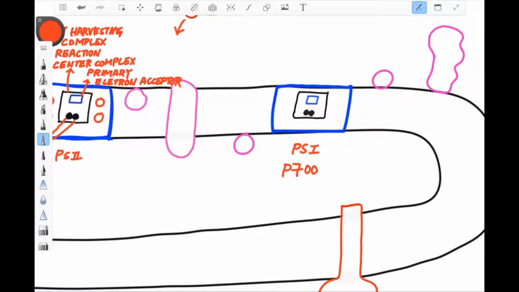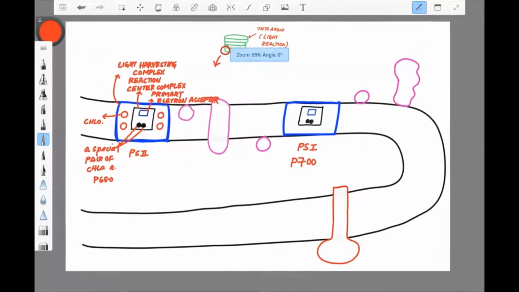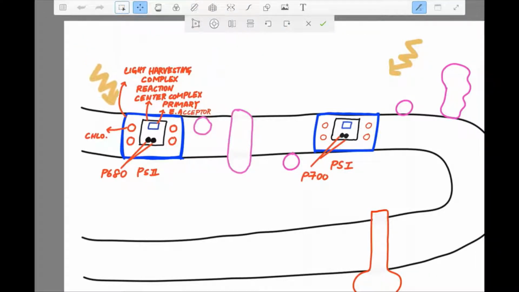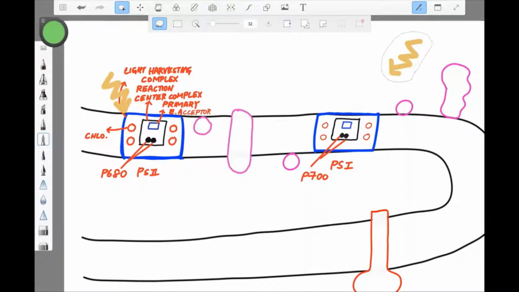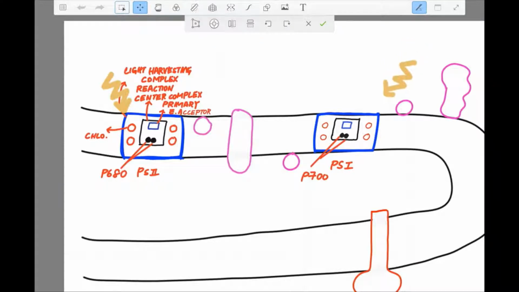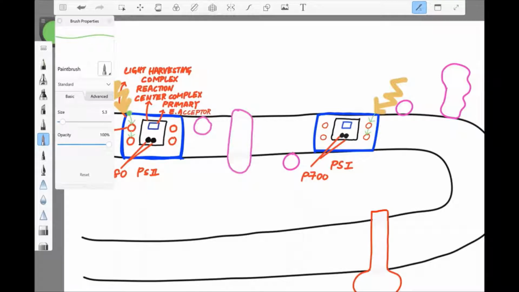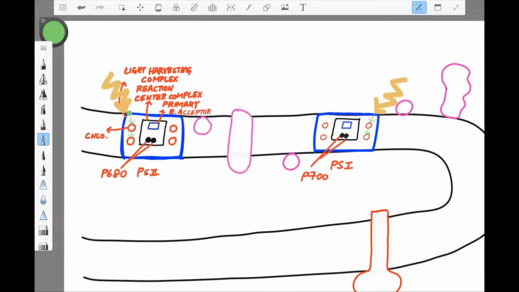Now we are going to look into the process. During the day, energy from the sunlight is absorbed by the chlorophylls that are present in the light harvesting complexes in both photosystems. The energy absorbed by one pigment is going to be transferred to the next pigment, the next, and the next. This transfer of energy finally reaches the special pair of chlorophyll A in the reaction center complex of both photosystems.